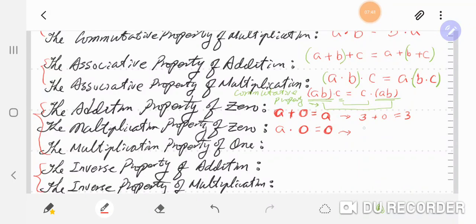Okay, 3 times 0 is what? What is 3 times 0? 3 times 0 is always 0.